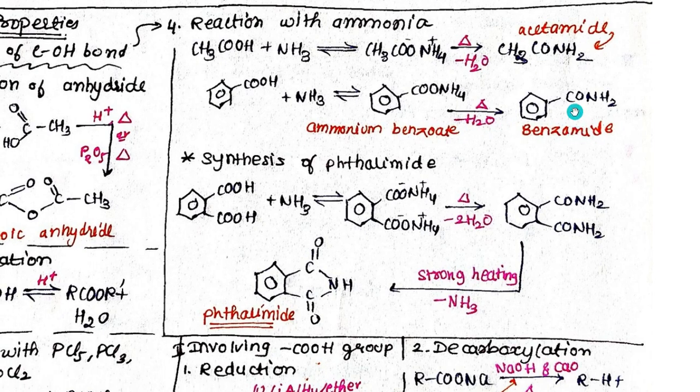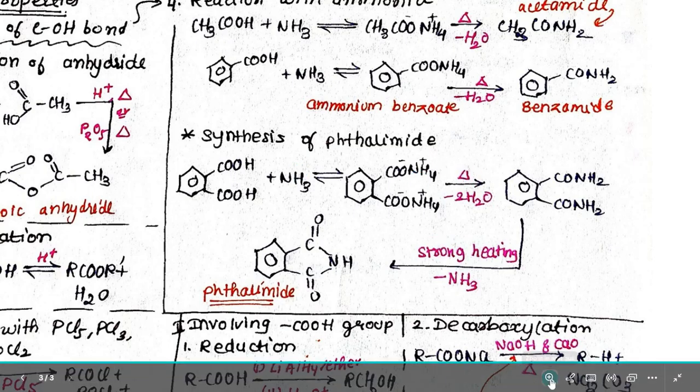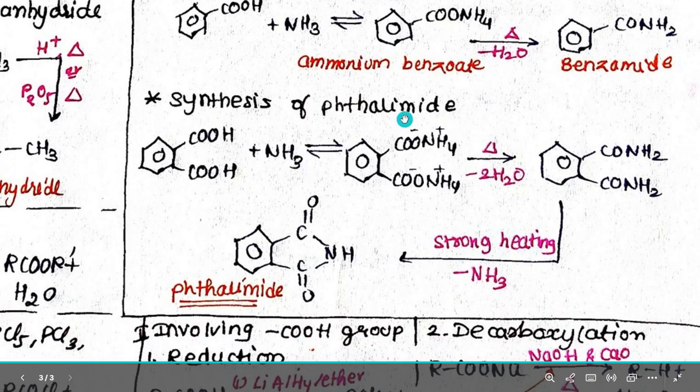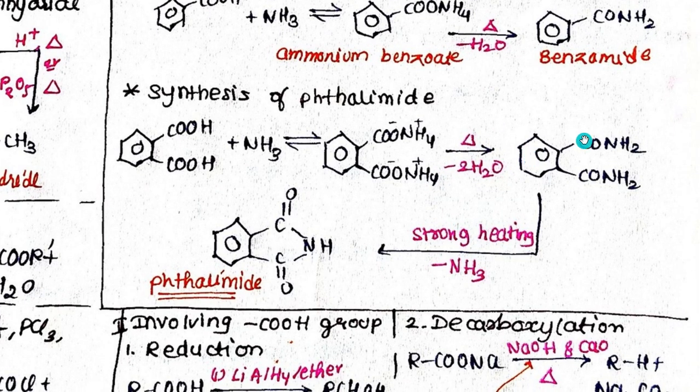Now coming to synthesis of phthalimide. This is a super important reaction again. That is the preparation or synthesis of phthalimide. So this is my benzene attached with two COOH groups reacting with NH3. It will give me COO minus NH4 plus on both the sides of these branches. And again, removal of 2H2O in presence of heat will give me, of course, amide groups.